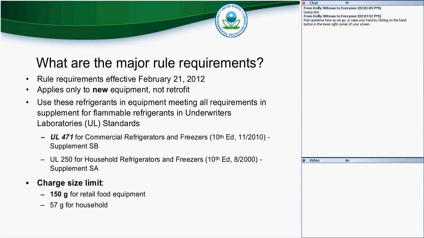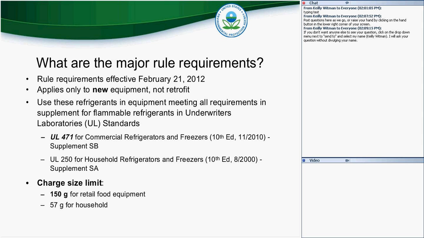Okay, so some of the major rule requirements. First thing, it becomes effective later this month. When I say effective, basically that means that the requirements in the rule have to be met starting February 21st. So if you actually go and buy this kind of equipment, you need to make sure that it's complying on and after that date. As I mentioned before, we're talking about new equipment, not retrofit.